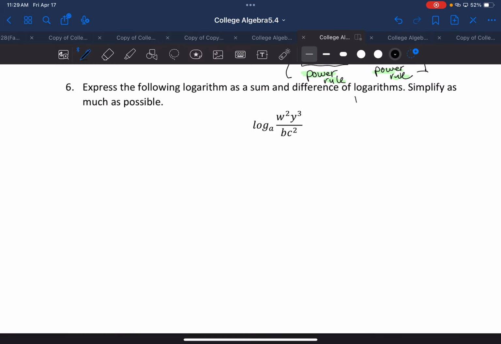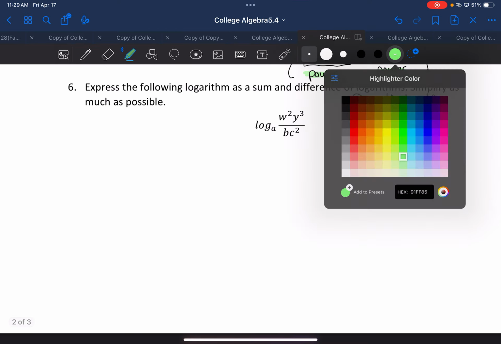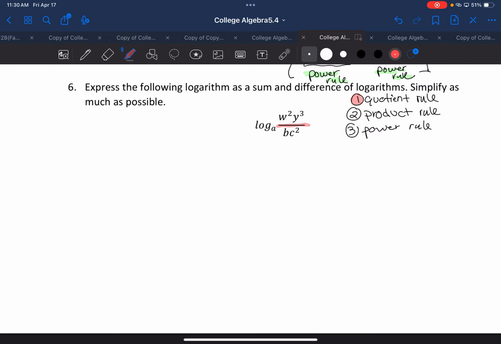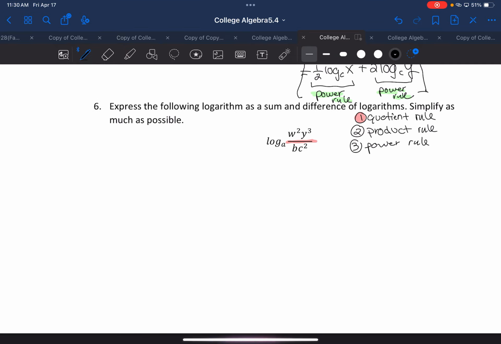Same thing. Okay, so we're going to do the quotient rule first. And then we're going to look for anything that could be using the product rule. And then we're going to look for the power rule. All right. So I definitely have a quotient in here because there's a fraction bar. So that will be separated into subtraction. So that would become log base A of w squared times y cubed, because that's everything in the numerator, minus log base A of b times c squared. So that's using the quotient rule.